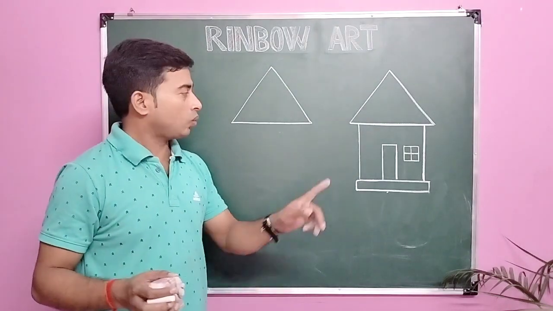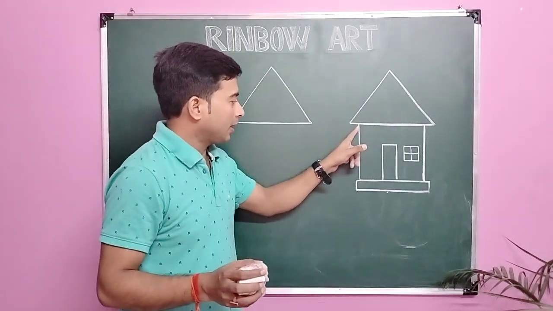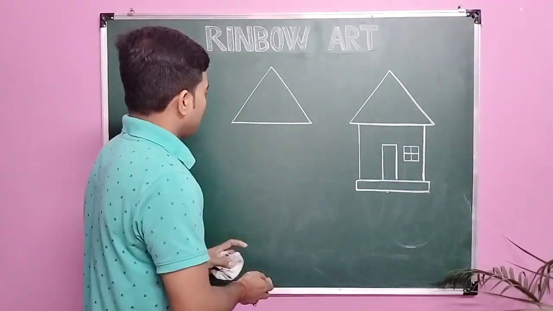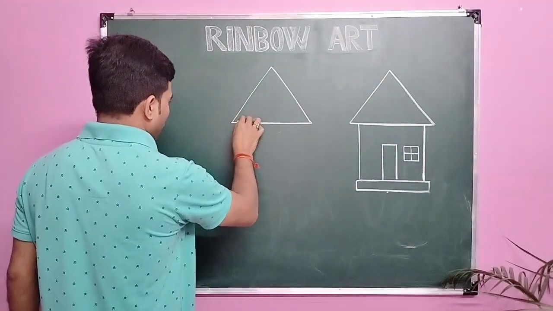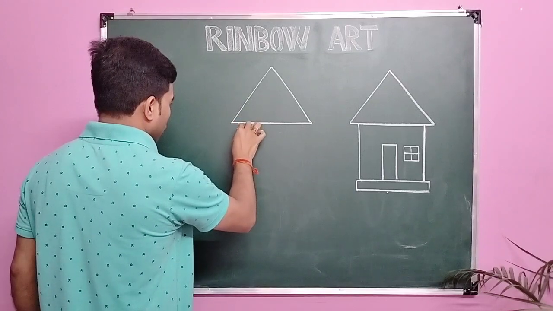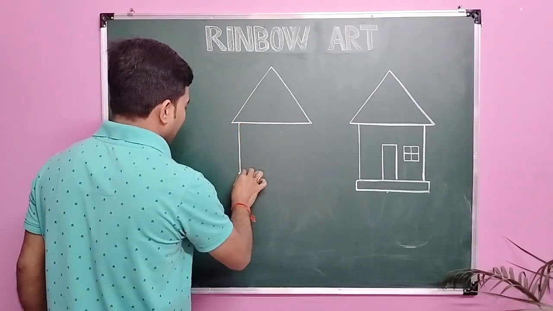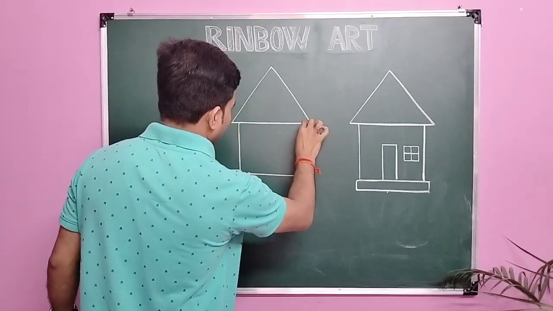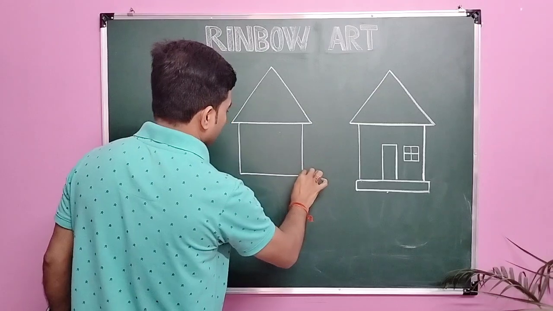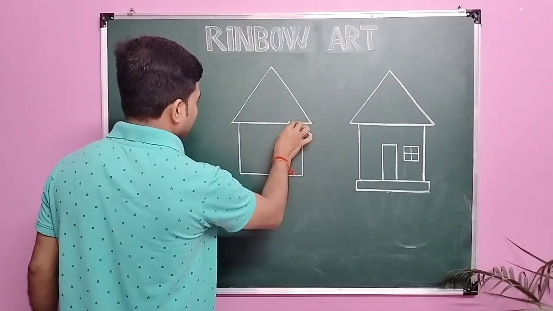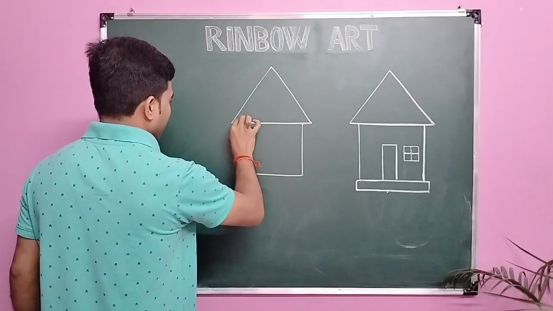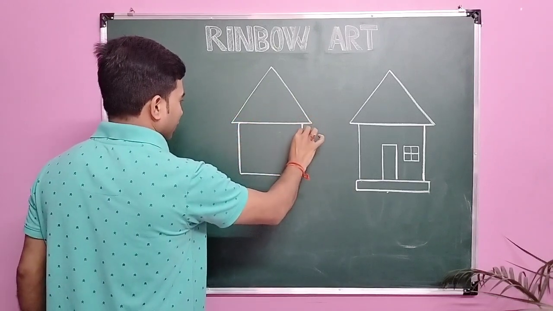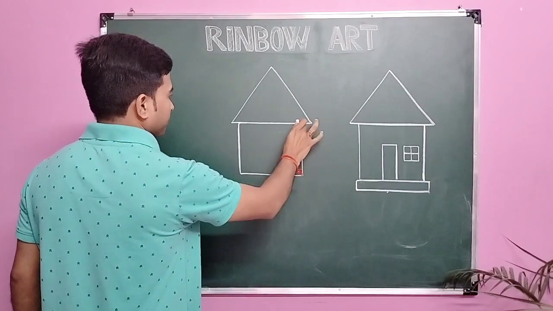So next we are going to make a square. See, here we are going to make a square. From here I am going to draw one line like this, then one slipping line and again one standing line. So this is the square. See children, triangle and square we have made here.